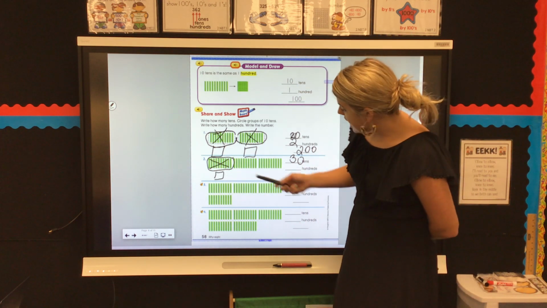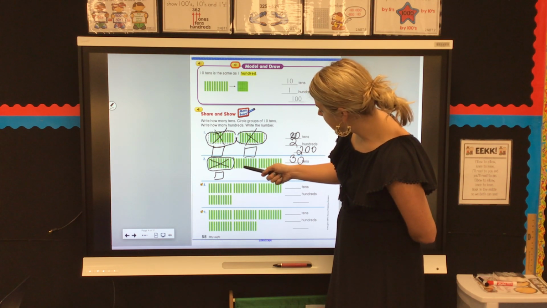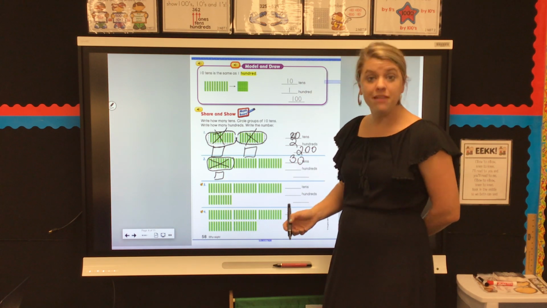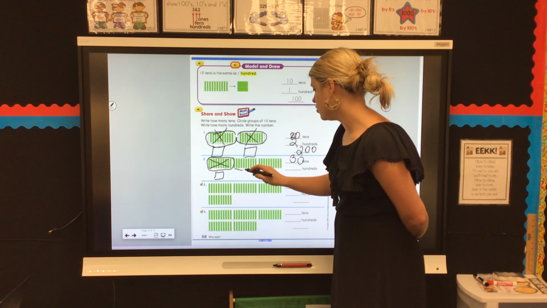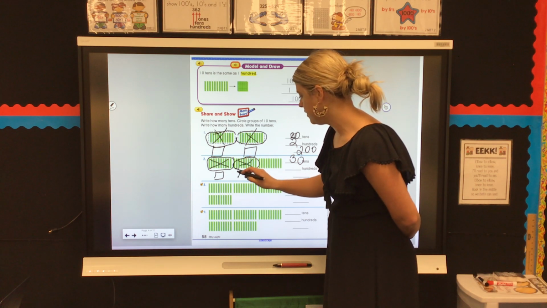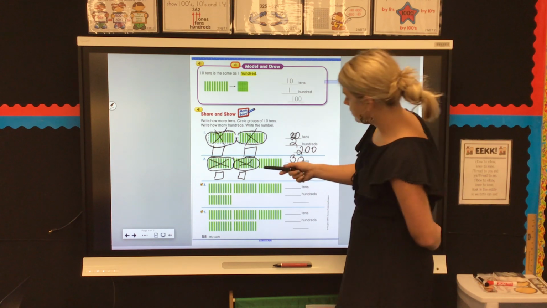Okay? I'm going to count some more. 1, 2, 3, 4, 5, 6, 7, 8, 9, 10. I can make another one, right? So I'm going to circle that group of 10. I'm going to cross it out because I don't need it anymore because I'm going to make 100 flat. And then I'm going to count some more.